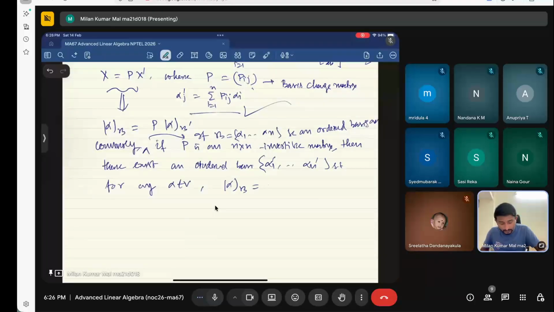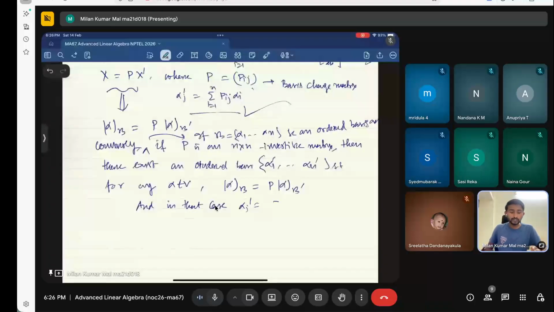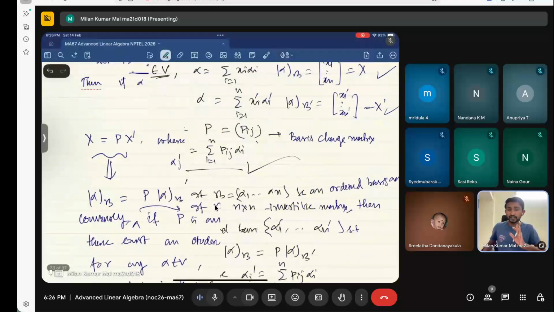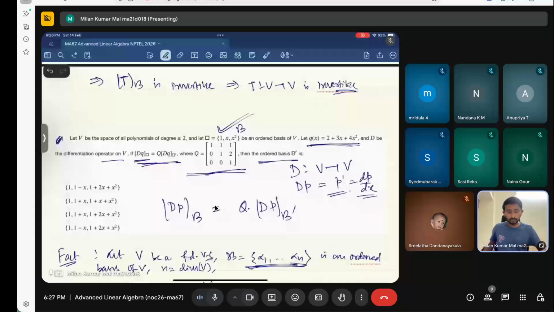And in that case, alpha j dash is equal to the summation of P of ij alpha i, i equals 1 to n. So the main point is that if you have a matrix, you can easily get another ordered basis. So what is the matrix giving? The matrix is giving Q, and this fact is true for any vector alpha in the vector space. Here D is a differential operator and Q is a special entry, but that special entry does not give you anything extra, and you can do without that extra thing.